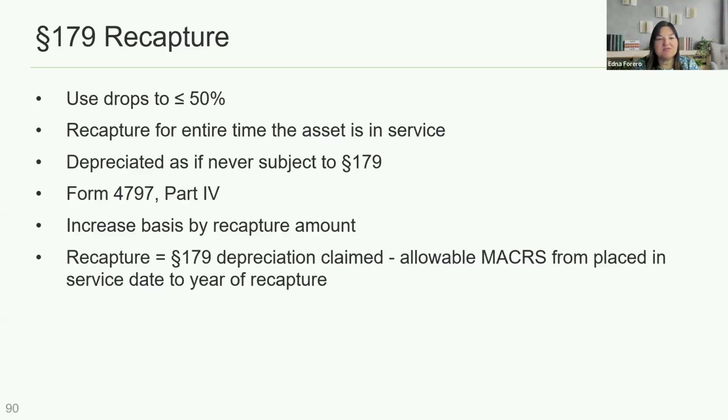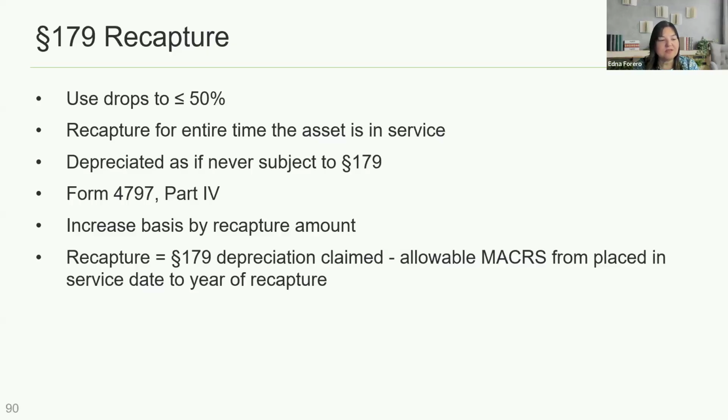And here's a little formula for you. The recapture equals the Section 179 depreciation that's been claimed minus the allowable depreciation that would have been claimed, in the year of recapture. All right, so there's a great example in the book for you on this, but again, remember those journal entries that we talked about earlier today. If you're going to increase the basis, then the journal entries are going to have a debit with accumulated depreciation and a credit for depreciation expense.